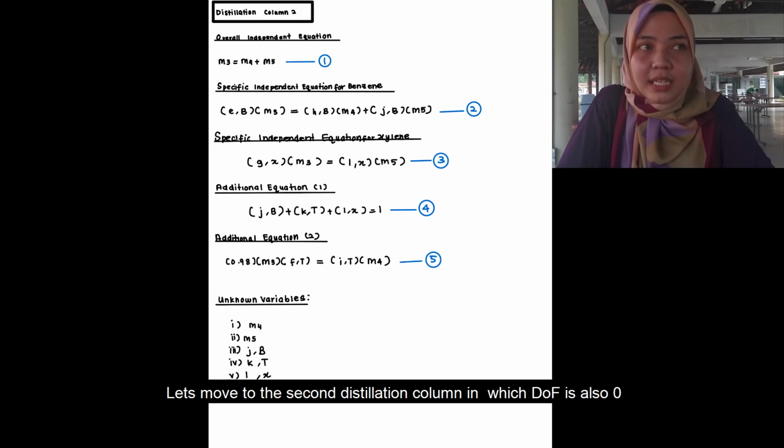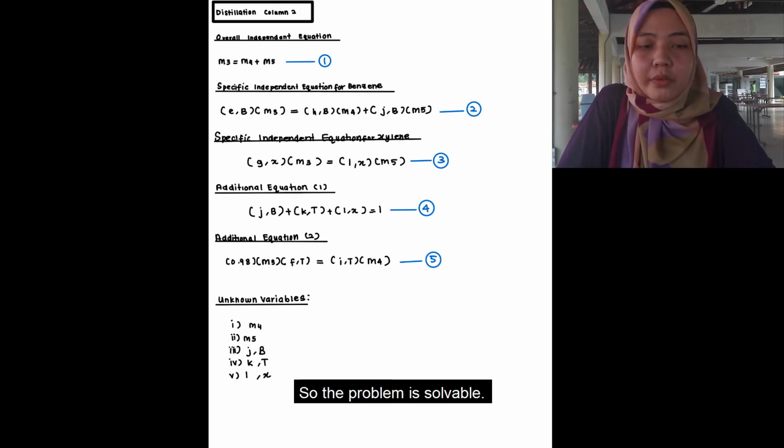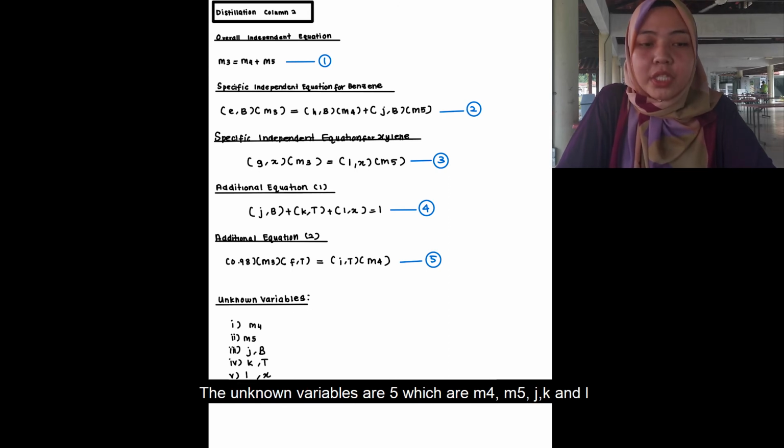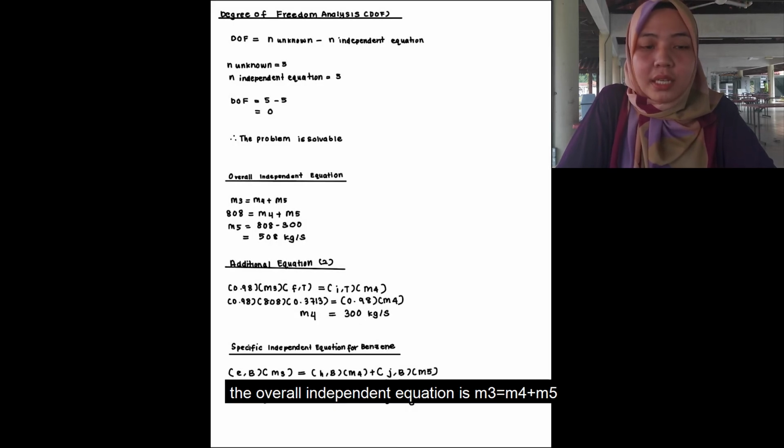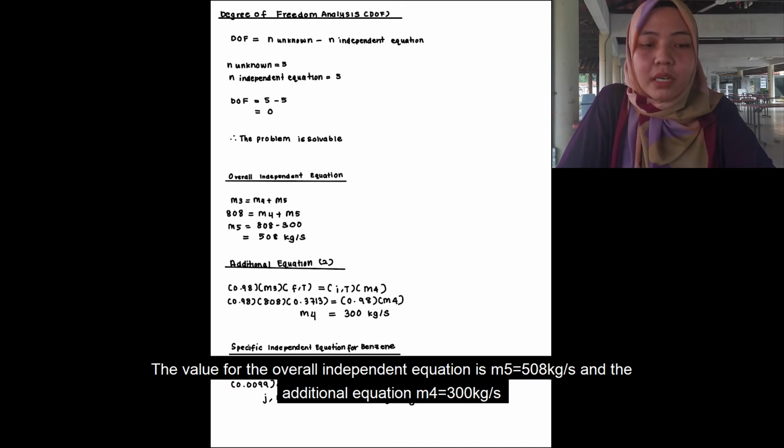Let's move to the second distillation column, in which the DOF is also 0, so the problem is solvable. The unknown variables are 5, which are M5, M4, J, K and L. There are also 5 independent equations for this part as stated. The overall independent equation is M3 equal to M4 plus M5. The value gained from the overall independent equation is M5 equal to 508 kg per second. And from the additional equation, M4 is equal to 300 kg per second.